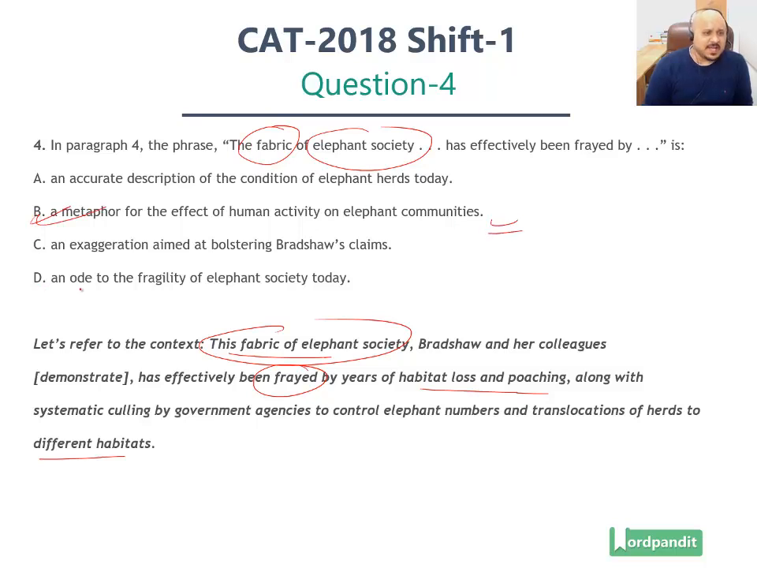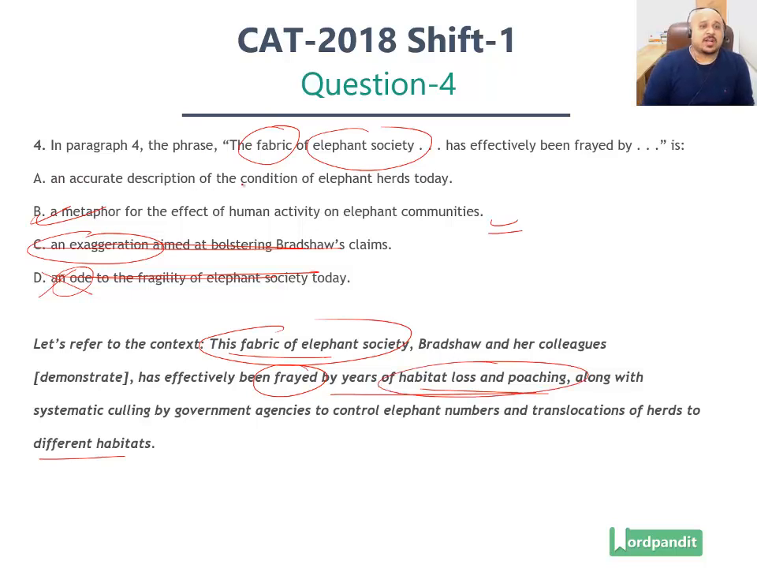Option number D says an ode to the fragility of elephant society today. An ode is a poem basically meant to praise someone. This does not fit. An exaggeration aimed at bolstering Bradshaw's claims. An exaggeration here would mean that this is an opinion, that the author is doing it on purpose. This is not an opinion. This is just a factual statement that's been made here, a factual statement in terms of just highlighting the state of elephant society. There is no exaggeration in this. This is what is happening.